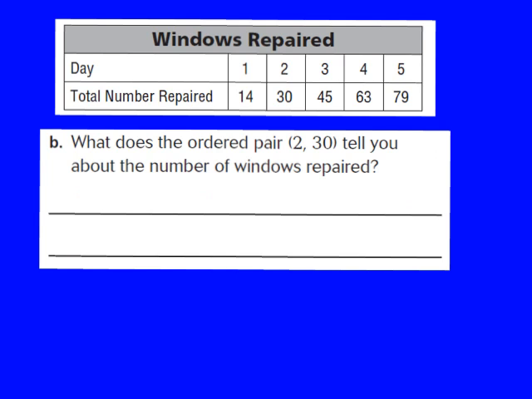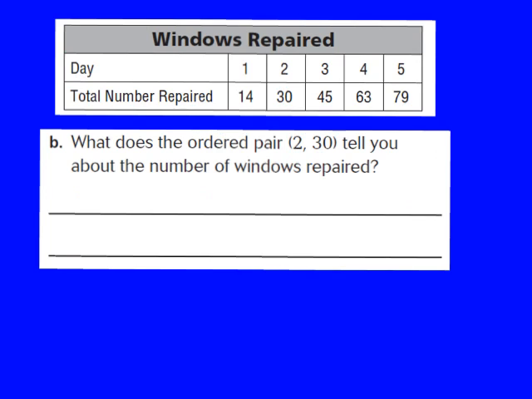Now let's look at Part B. Part B says, what does the ordered pair 2, 30 tell you about the number of windows repaired? When I look at my table, what I know is this. The 2 represents the number of days, and the 30 represents the total number of windows that were repaired. So what that tells me is this. It tells me that after 2 days, 30 windows had been repaired.